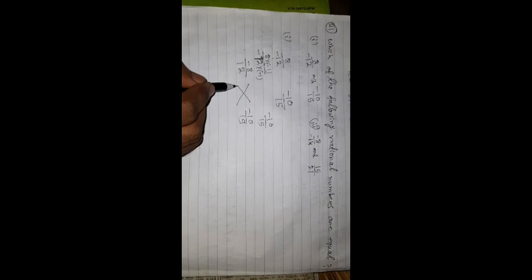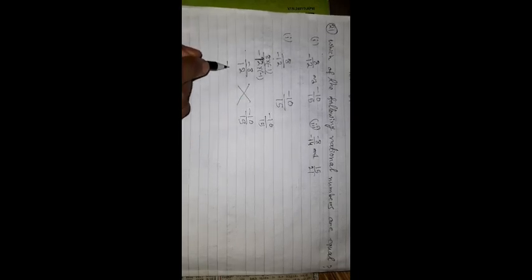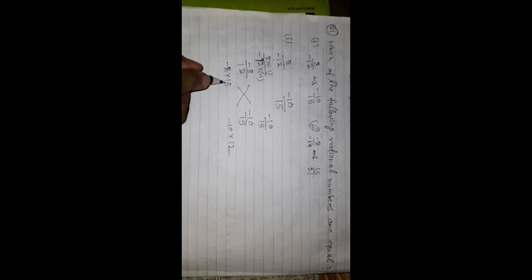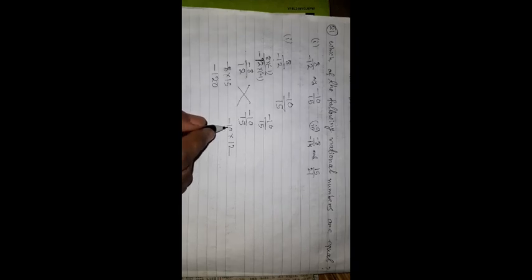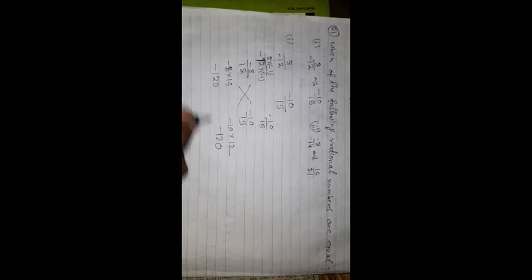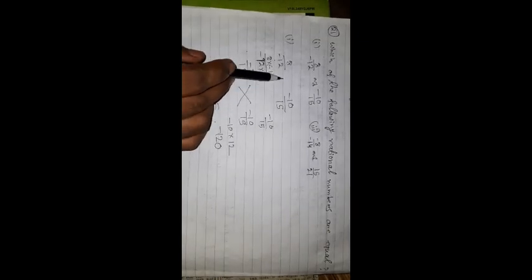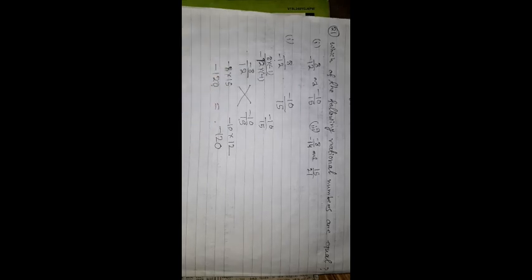Next we do cross multiplication. So minus 8 into 15 and minus 10 into 12. So minus 8 into 15 is equal to minus 120 and minus 10 into 12 is equal to minus 120. So both are equal. So the given rational numbers are equal. Similarly, you can solve the third question.